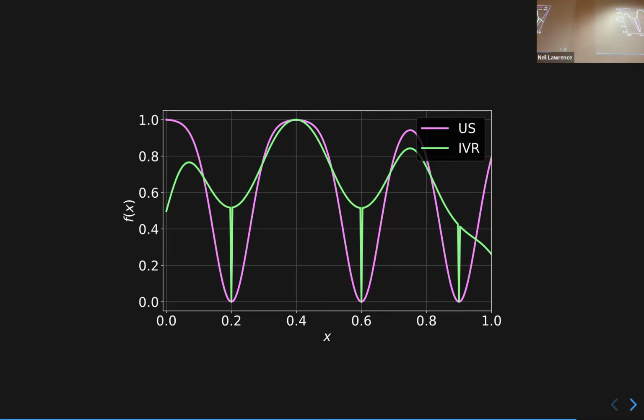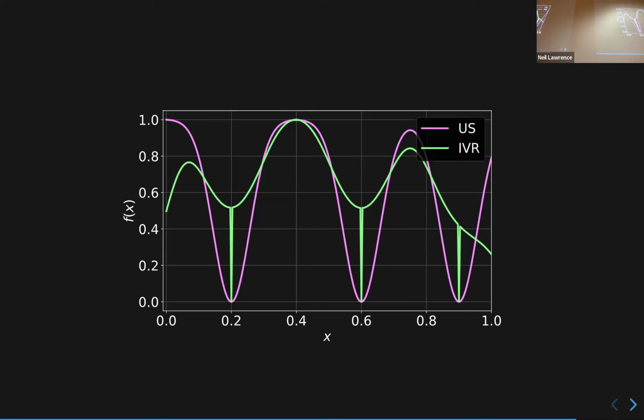So integrated variance reduction, I should say, the difference between the two is that integrated variance reduction is trying to find the point that minimizes the sum of the variances across the whole thing, the integrated variance. Whereas uncertainty sampling is just trying to choose the point which is associated with the highest variance. So they're different, which might not be surprising.